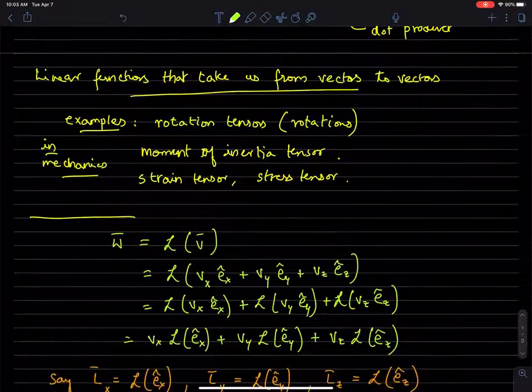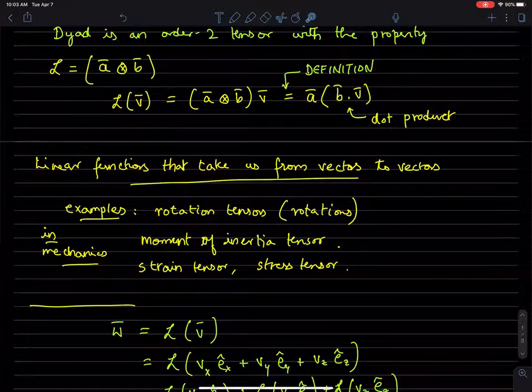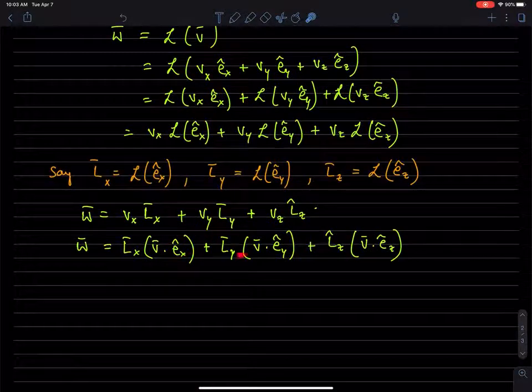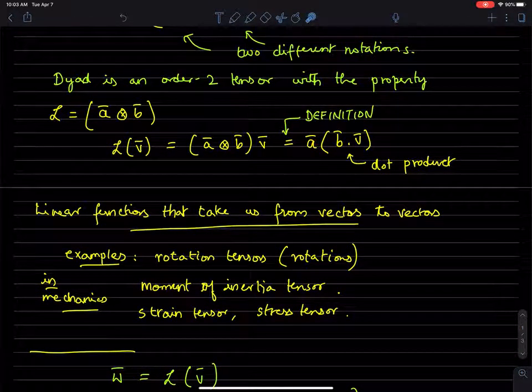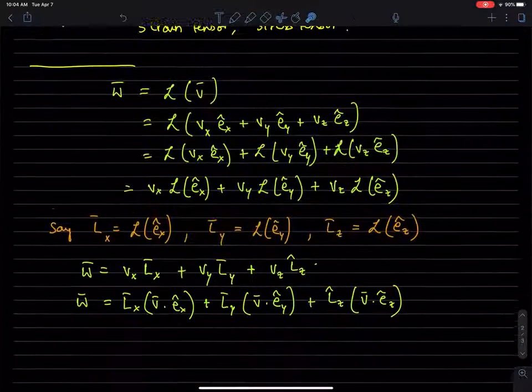And now we can notice that each of these terms is exactly in the form a times the scalar, which is b dot v, which we can replace with this dyadic form. Instead of a times the scalar b dot v, we can write it as this dyadic form a outer product b, tensor product b, operating on v. Okay, so that's what we shall do here.